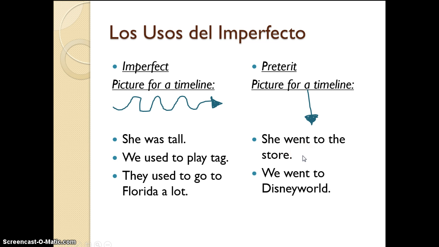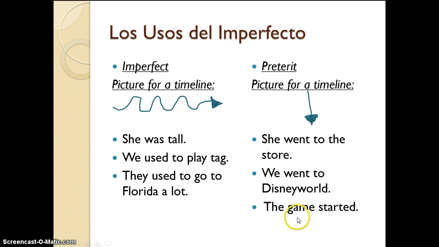My second example is we went to Disney World. Okay, this is a good one to compare with the third example for the imperfect. We went to Disney World once. Okay, it doesn't say that we used to go to Disney World. So let's say I was saying last summer my family and I went to Disney World. I'm giving you an exact time of when we went and it happened only one time.